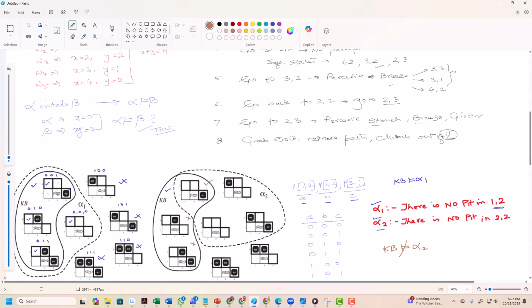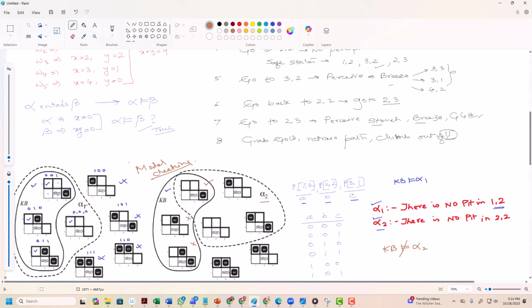The inference algorithm is called model checking. This is the inference algorithm. The procedure through which we have made the inference whether alpha 1 is entailed or alpha 2 is not entailed is called model checking. Among all the possible models of the world, we are checking if any sentence holds in that model. So this is important.